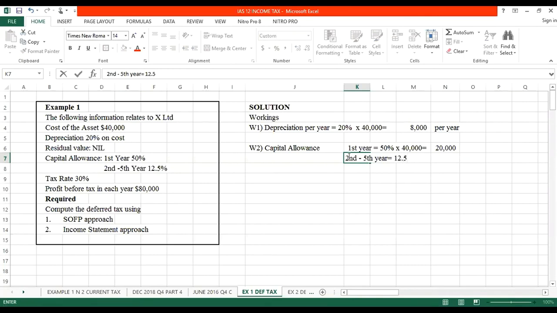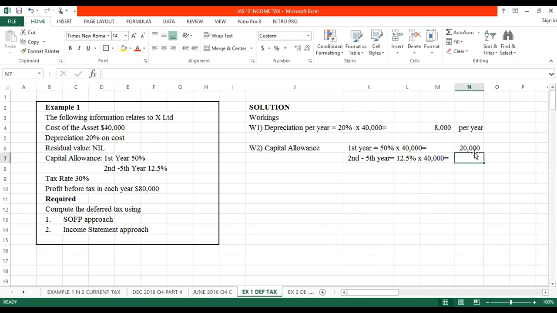In the second to fifth year, the allowance is equal to 12.5% times 40,000, whatever amount you get. So it gives you 12.5% times 40,000. Now that gives you 5,000.